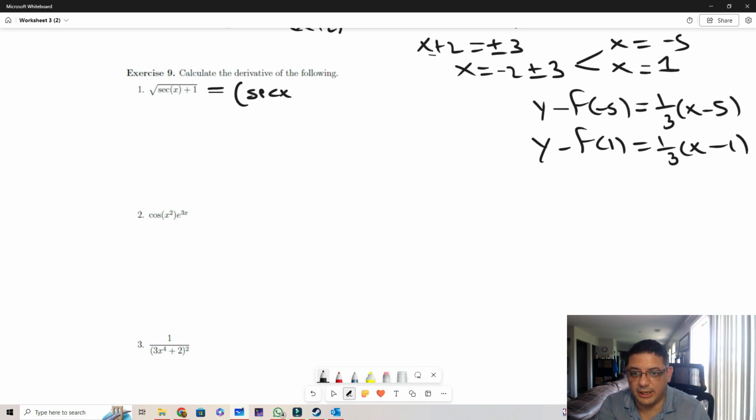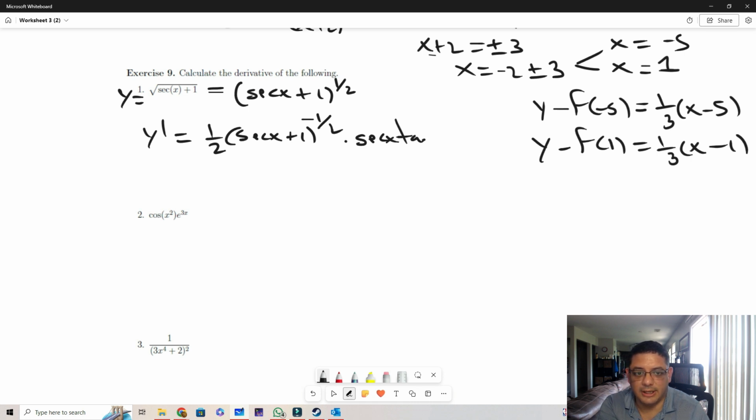We have the square root of secant of x plus 1, and we can see this as a power to the 1/2. And so if this is y, then y prime will be 1/2 secant of x plus 1 to the minus 1/2, times secant times tangent of x, which is the derivative of secant.